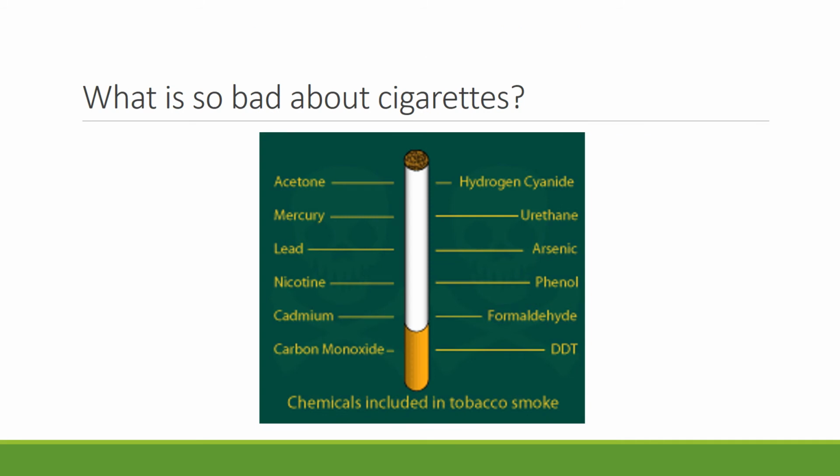So what's so bad about cigarettes? Well, here's a list of just some of the things that are in tobacco smoke. Let me tell you what's wrong with a few of these. Arsenic is rat poison. Phenol and formaldehyde are chemicals used to preserve cadavers. DDT is an insecticide. Lead and cadmium are heavy metals that can lead to brain damage.